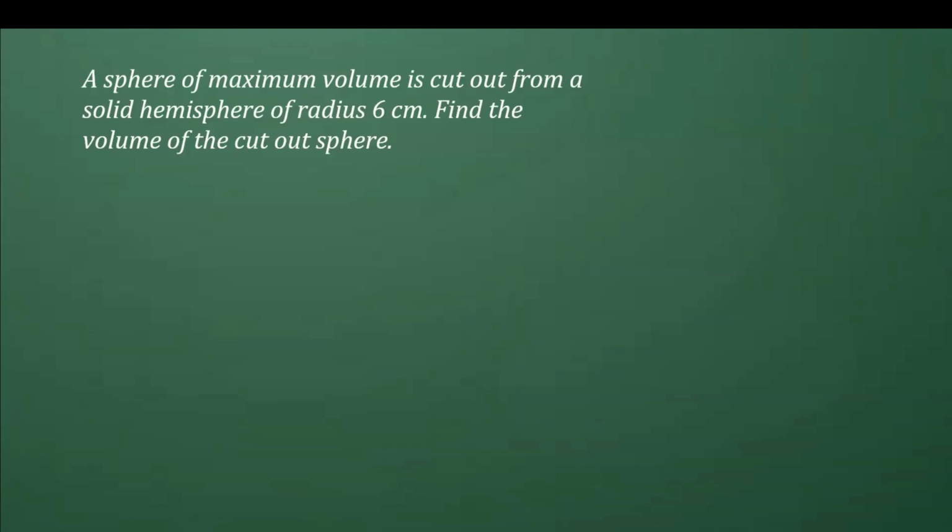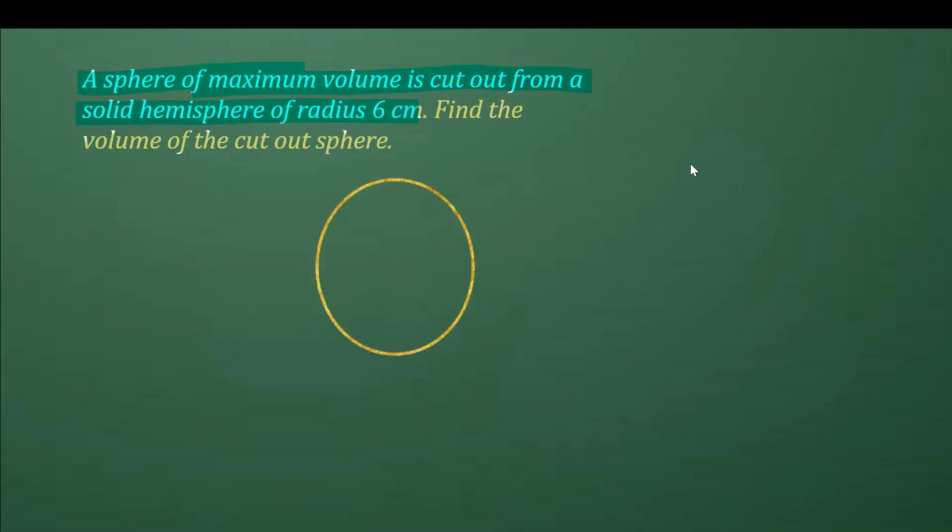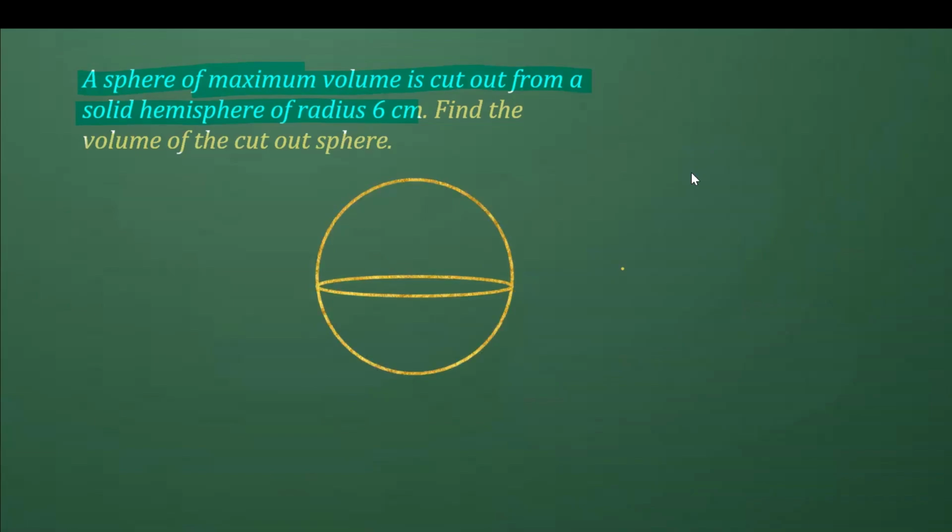In this question from the chapter surface area volume, it says a sphere of maximum volume is cut out from a solid hemisphere of radius 6 centimeter, and what we have to find out is the volume of the cut out sphere. So what I'm going to do is to first make a hemisphere first. Now these portions have to be trimmed so we can get a hemisphere over here. Now this is what? A hemisphere. Now this is the upper part of the hemisphere.